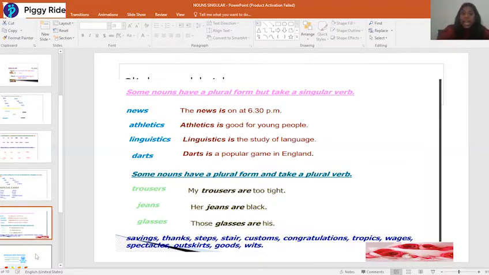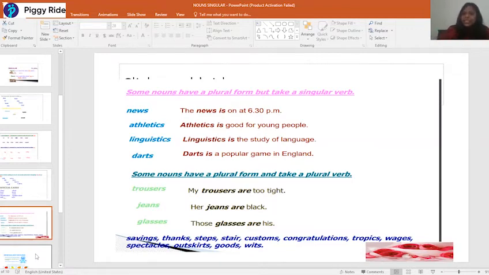Some nouns, they have a plural form and they take a plural verb too. Like for example, trousers. My trousers are too tight. We never say my trousers is. Where are my trousers, mama? So, trousers are too tight. Plural form, they take a plural verb.